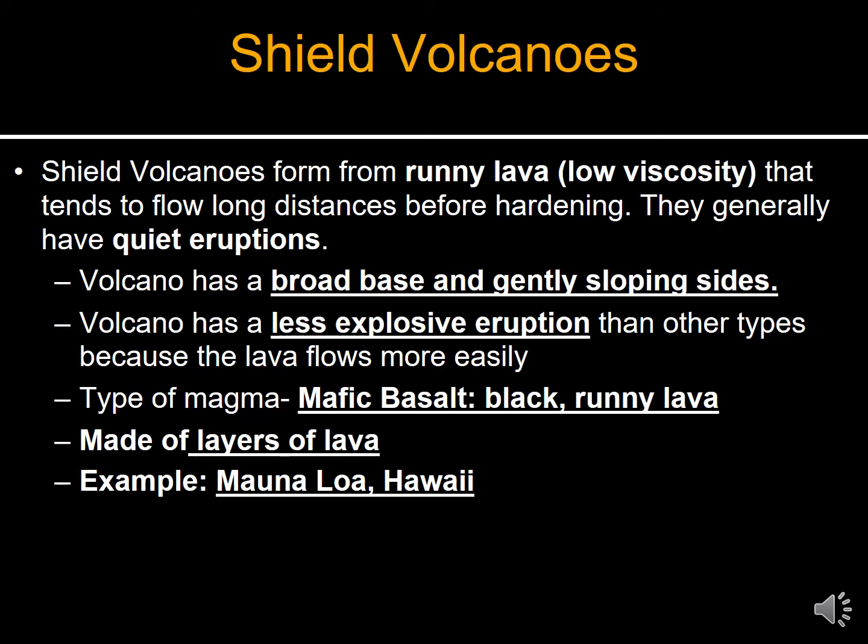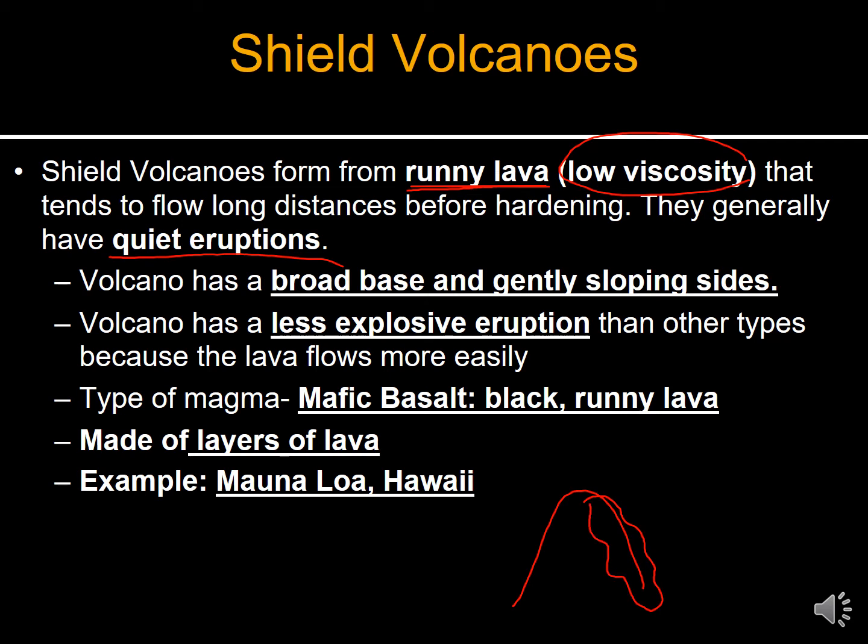Well, shield volcanoes come from runny lava. Okay, the science term we call that is low viscosity. Okay, that has a tendency to flow distances before hardening. They generally have quiet eruptions. So this one isn't something that says a big boom bang. So it's just basically a volcano and it just decides to drip.